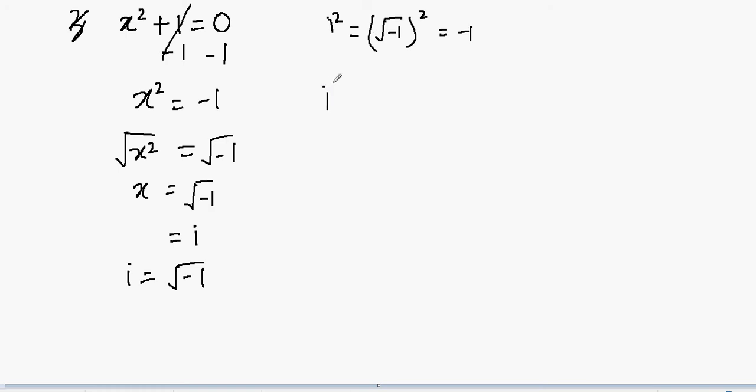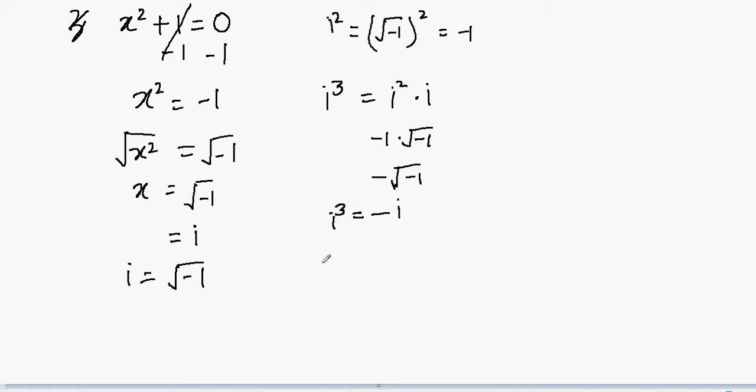What will be the value of i to the power 3? So I can write i cubed as i squared times i. Now what is the value of i squared? It's -1. And what is the value of i? It's the square root of -1. Now I don't have to write 1 in front of this, so I can just write this as negative times the square root of -1, and the square root of -1 will be i. So i to the power 3 can be written as -i.